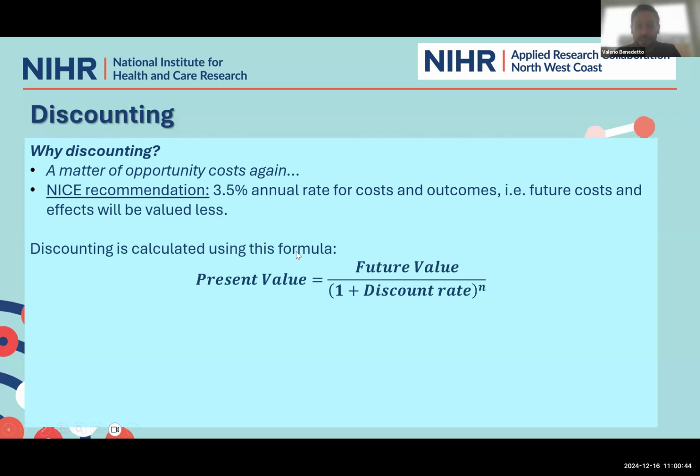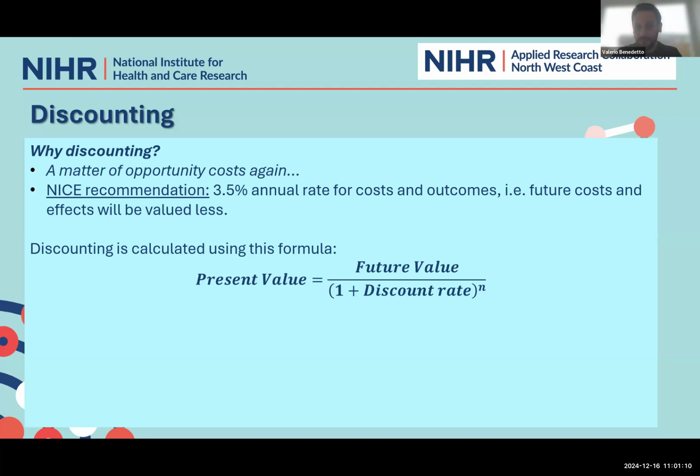There's a nice recommendation which guides us on the discounting approach for economic evaluation. In particular, we need to apply a 3.5% annual rate for future cost and outcomes. You've got a formula here. If you have any questions about this formula, I know it's a bit mathematical, so it's probably hard to digest straight away. But if you have any questions after this session, please let us know.